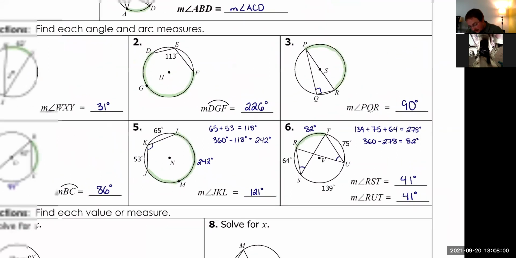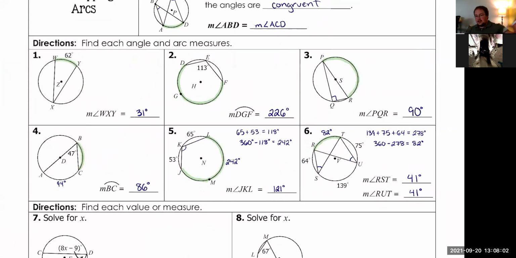Good. So the last couple there had us doing a few calculations to find them, but for the most part, the values we needed were right there.